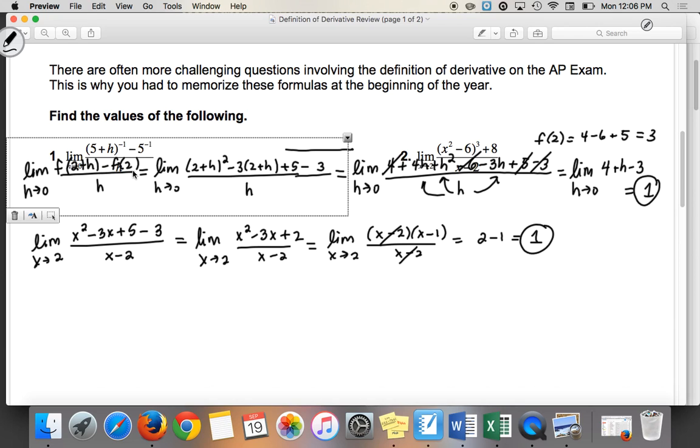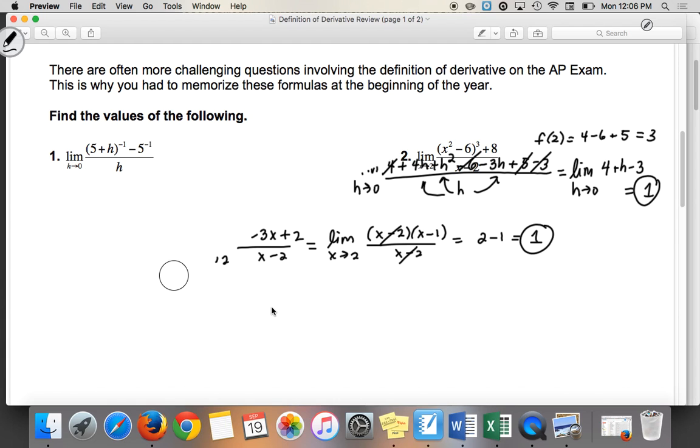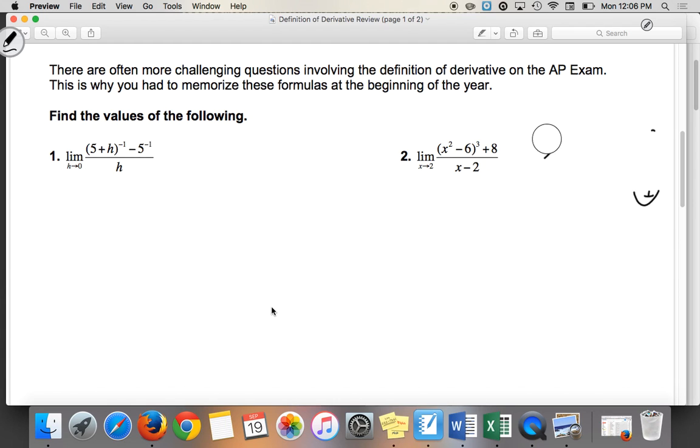I think I can do that. Maybe not. All right, so it says find the values of the following. So when you look at these first two, looking at number 1, do you guys recognize that that is set up as a definition of derivative problem? Do you see the h? Limit as h goes to 0, okay?